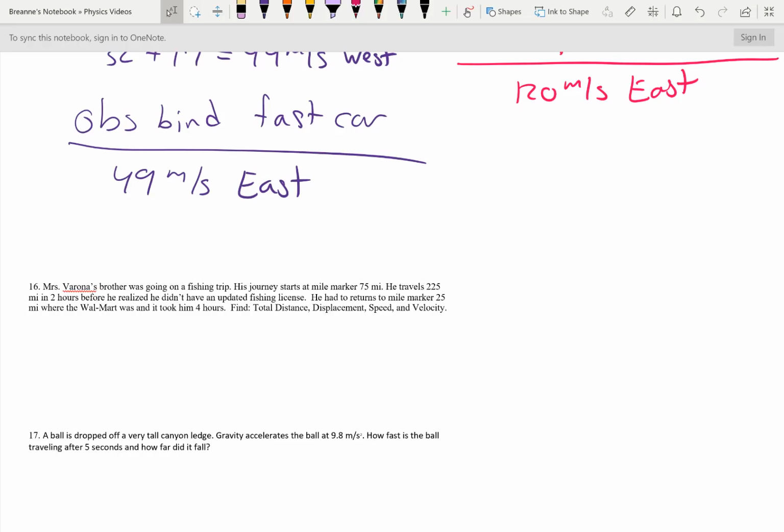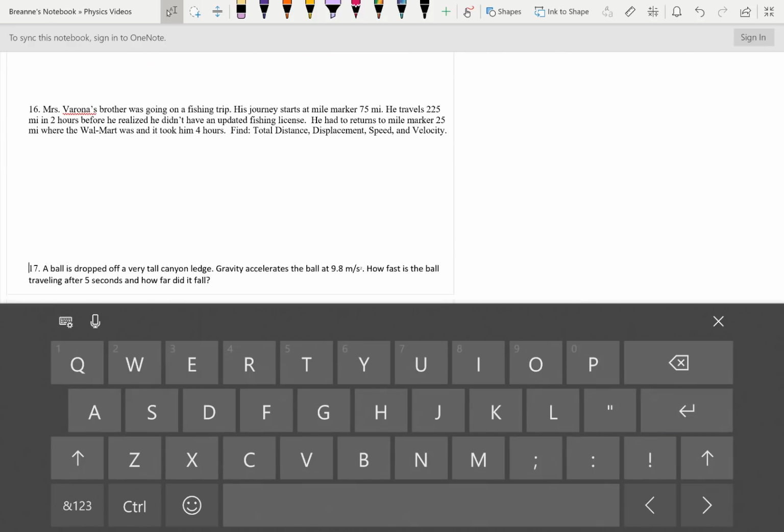So 16. Miss Verona's brother was going on a fishing trip. His journey starts at mile marker 75, and he travels for 225 miles in 2 hours before he realizes he did not update his fishing license. He had to return to mile marker 25 where the Walmart was, and it took him 4 hours to do that. We're going to find total distance, total displacement, speed, and velocity.